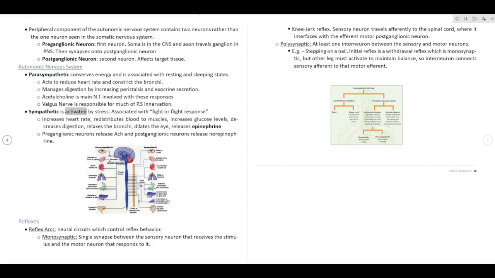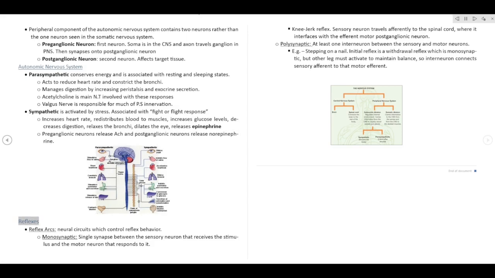The sympathetic system is activated by stress and is associated with the fight or flight response. It increases heart rate, redistributes blood to muscles, increases glucose levels, decreases digestion, relaxes the bronchi, dilates the eye, and releases epinephrine. Preganglionic neurons release ACh and postganglionic neurons release norepinephrine.